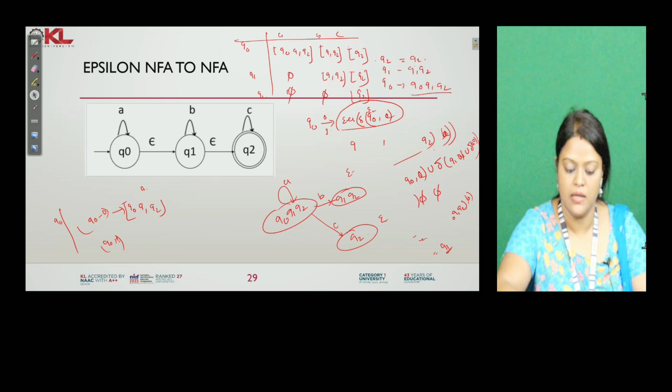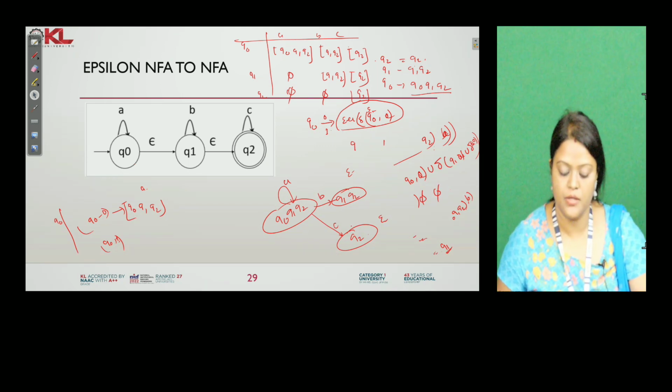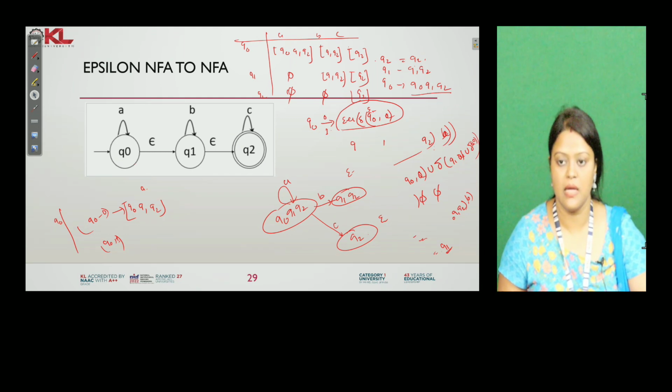We can check here for A we are going to Q0, and for B by Q0 we are going to Q1 and Q2, and for C. In this way you can have that diagram. Thank you. These are for today.